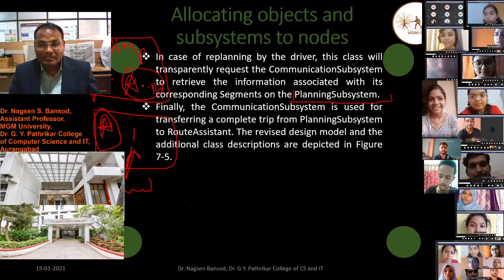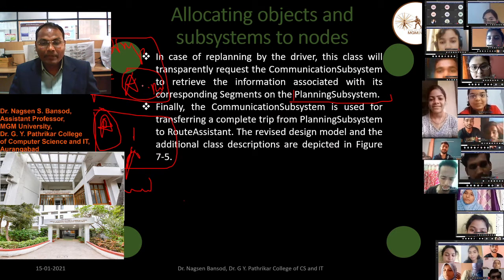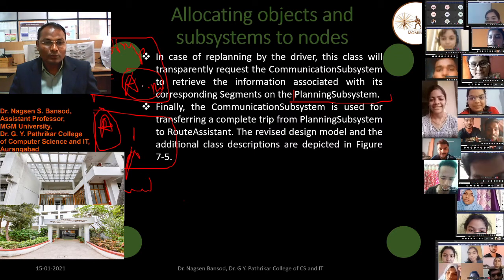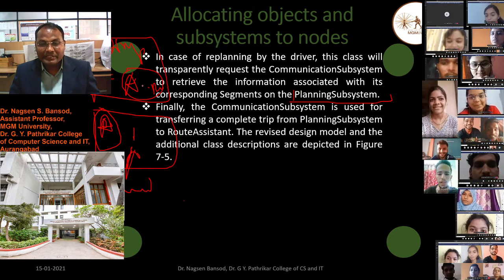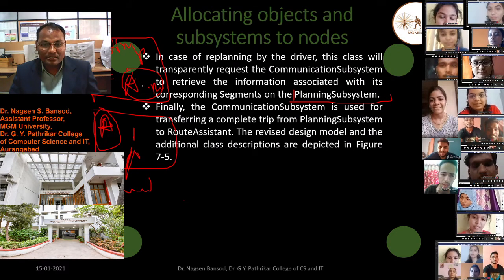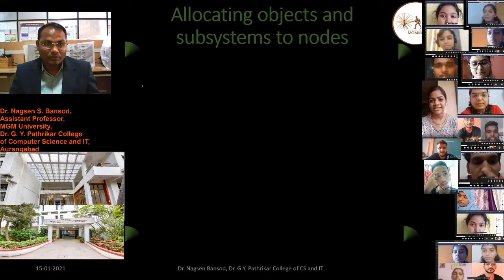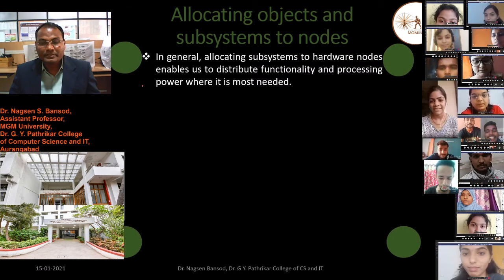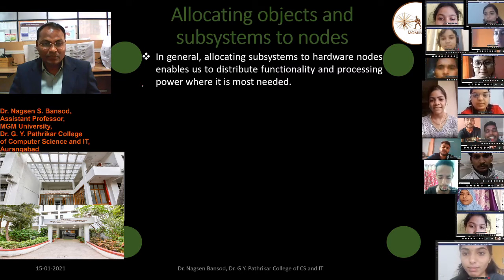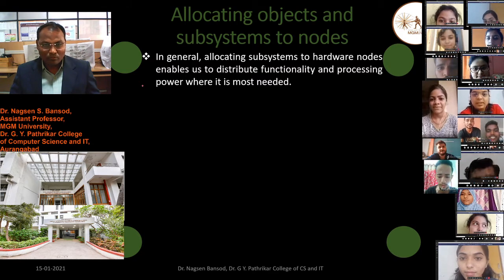Finally, the communication subsystem is used for transferring a complete trip from the planning subsystem to the route assistant. The revised design model and the additional classes described are depicted in figure 7.5. You can see figure 7.5, where all this is given. In general, allocating the subsystems to the hardware nodes enables us to distribute the functionality and processing power where it is most needed.